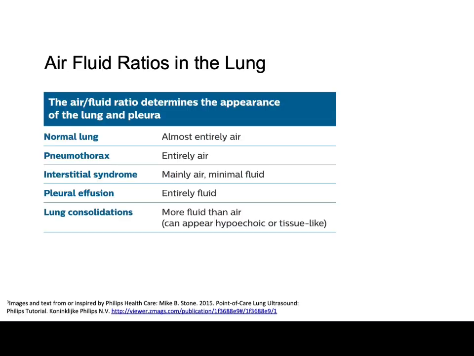The ratio of air to fluid in the lung determines the appearance of lung and pleura on ultrasound. The normal lung contains almost entirely air. A pneumothorax contains entirely air in the pleural space. Interstitial syndrome contains mainly air and minimal lung parenchymal fluid. A pleural effusion contains entirely fluid in the pleural space, and lung consolidations contain more fluid than air and can appear hypoechoic or tissue-like.